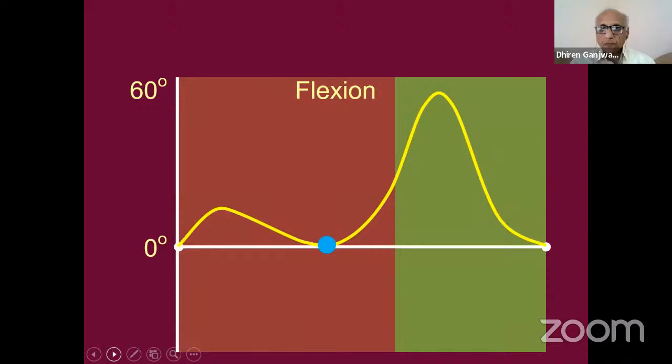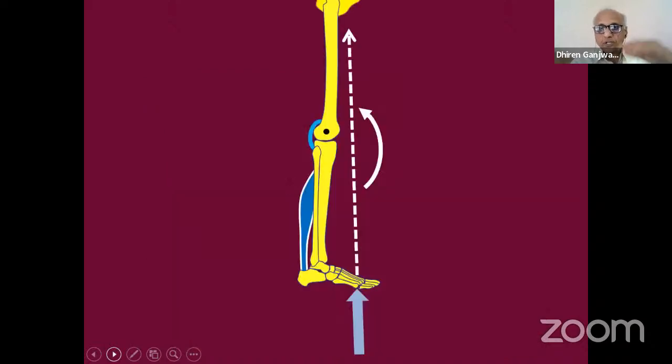Coming to the third part, this is the point where the body, or the knee, is in a neutral position. We need to understand that the body has a very unique mechanism to maintain the knee without the help of any muscles. Here the ground reaction force is going in front of the knee joint, and by that the knee is kept in a straight or neutral position.